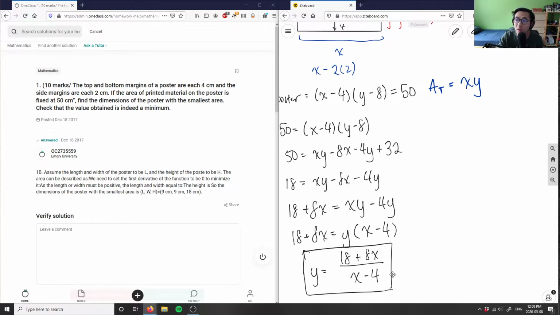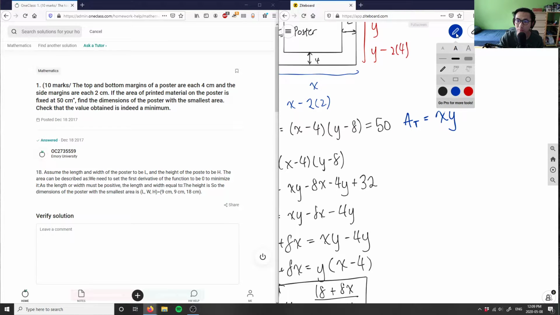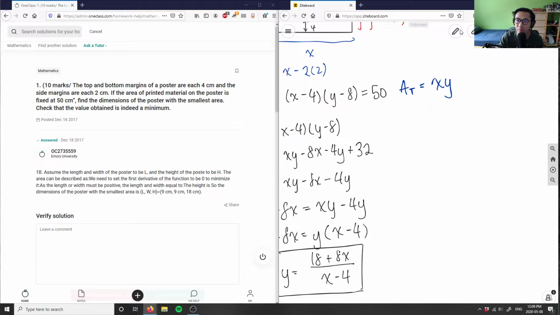And then what I can do is substitute my y value for this guy here, right? So I can substitute y here, and I'm only left with one variable. So that's why we isolated for a variable here, right? So we can say here A equals x times 18 plus 8x divided by x plus 4.